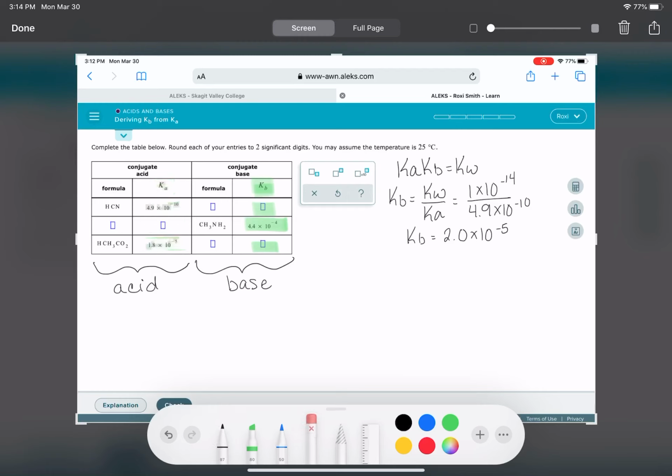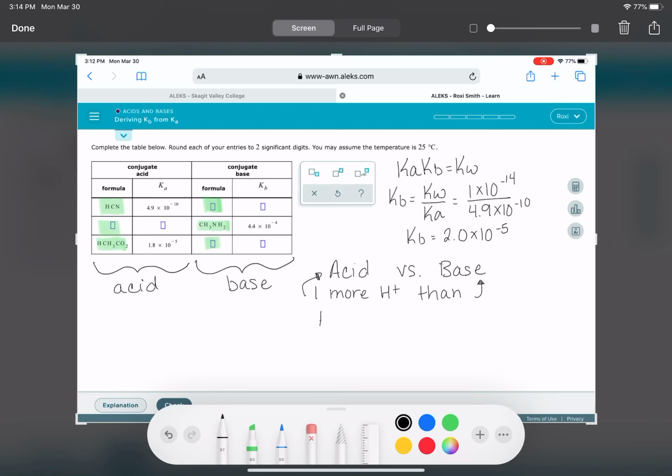For the other part of this problem, the other thing that's happening here is that it's giving you the formula of either the acid and asking you to come up with the formula of the conjugate base, or the other way around. It gives you the formula of the base and asks you to come up with the formula for the acid. So as a rule, the difference between the conjugate acid and the conjugate base is just the H plus ion. So the acid versus the base, the acid is going to have 1 more H plus than the base. 1 more hydrogen and also 1 more positive charge.